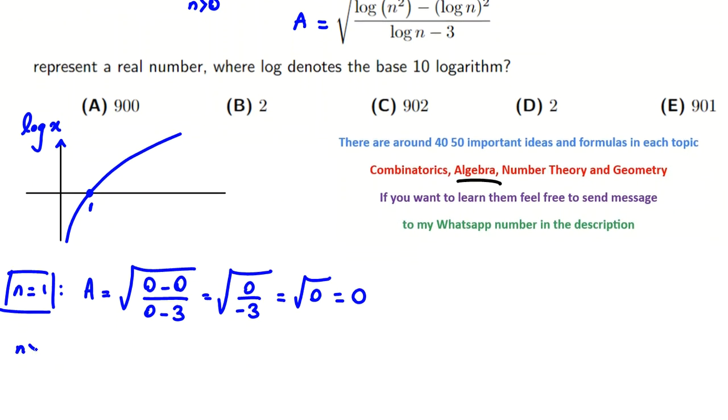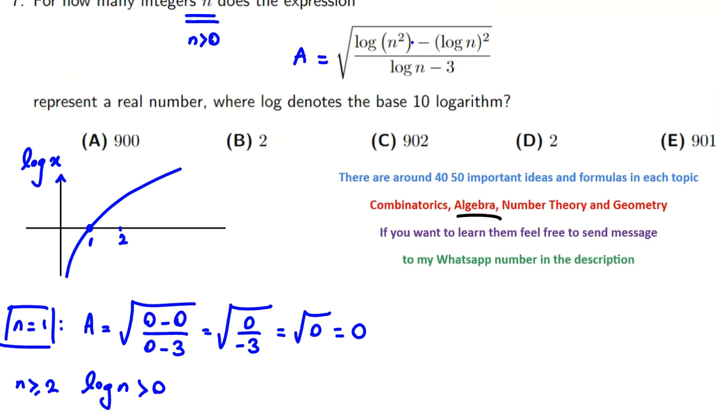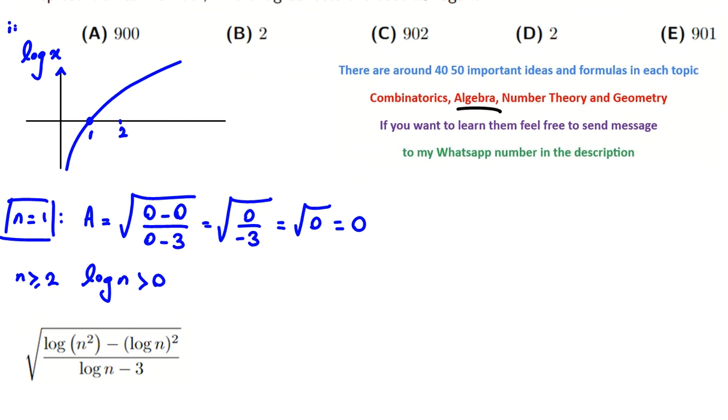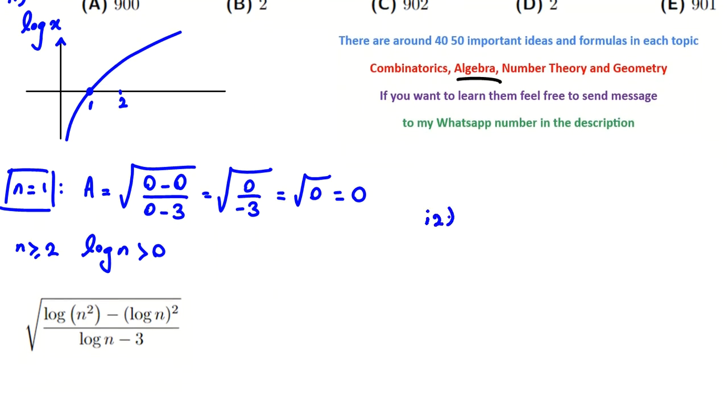Now, suppose n is at least 2. Then, as you can see, log n is greater than 0. Now let's consider the sign of the numerator and denominator. Let's first focus on the numerator. One rule in logarithm, which I mentioned before the exam, is that log a to the m is m log a.